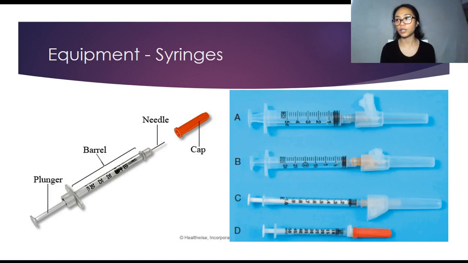This just shows you some different types of syringes already connected to needles. On the right, we can see this is a 5 ml syringe connected to a needle using a luer lock mechanism. You have a 3 ml syringe connected again as a luer lock mechanism to a needle of, I'm not sure what gauge that is.